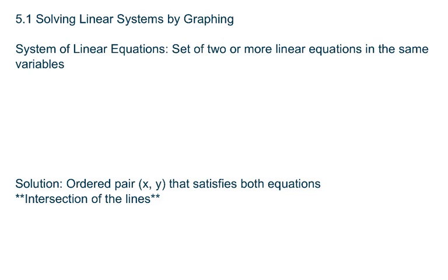Section 5.1, Solving Linear Systems by Graphing. Chapter 5 is all about systems of equations. And a system of equations is a vocabulary term. It's a set of two or more linear equations in the same variable.